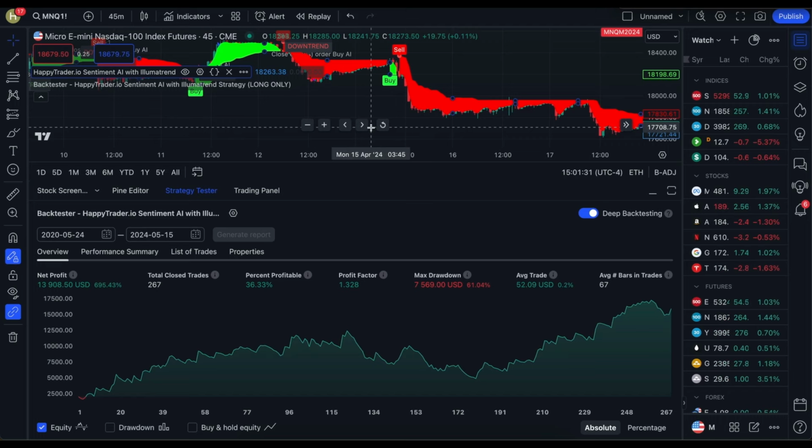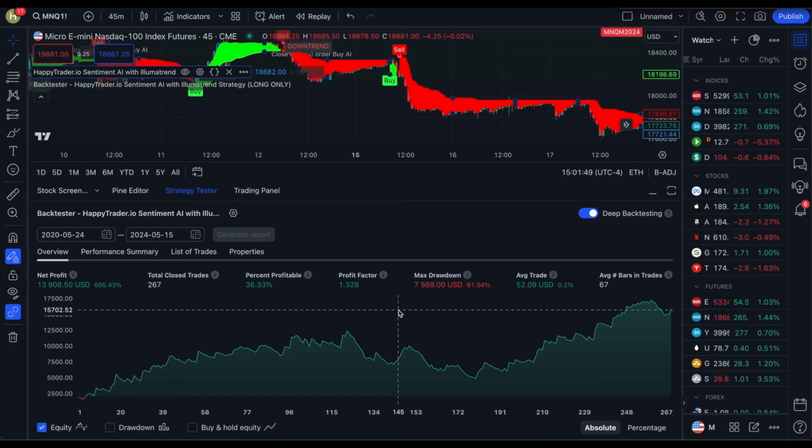This is fantastic information. If you retain it, the world is your oyster when you're doing stuff like this, right? So if you're able to maintain this positive expectancy, it's very hard to do, and it's really hard to beat the S&P 500. So I'm going to leave it right there. I'm really happy with this back test. 695% since 2020. I'm totally cool with that, right?